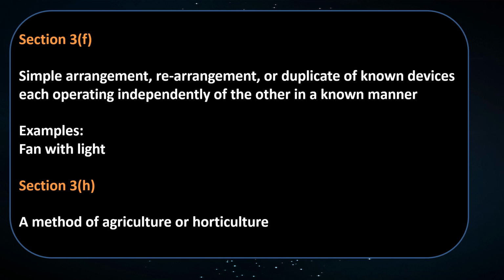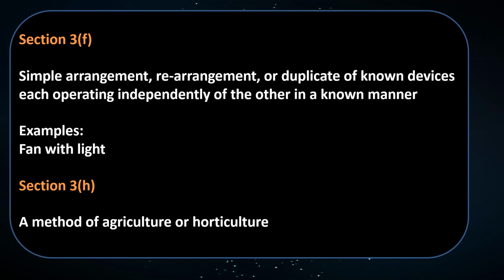So an example is a fan with a light. A fan is already known in the market, and its function is to blow air. And a light is also a very commonly known device, and its purpose is to throw light. So if someone makes a fan and attaches a light to it and says my invention is a fan with an embedded light, that's just a simple arrangement or rearrangement of already known inventions, and that will not be considered for a patent.